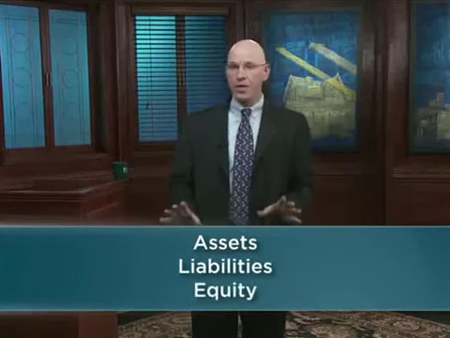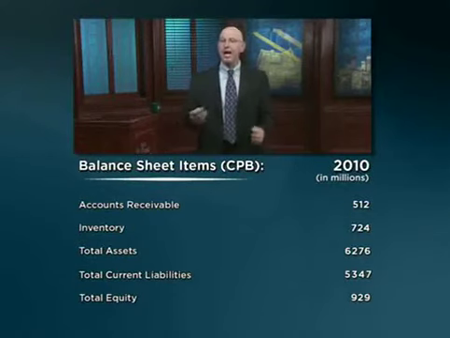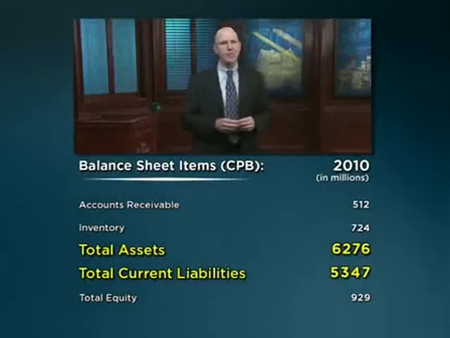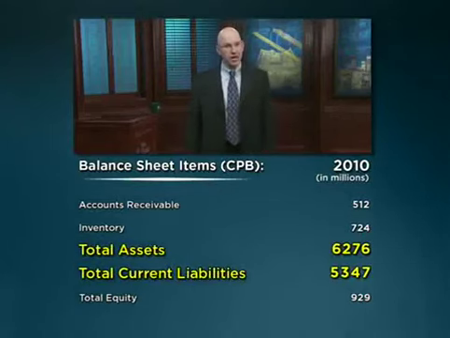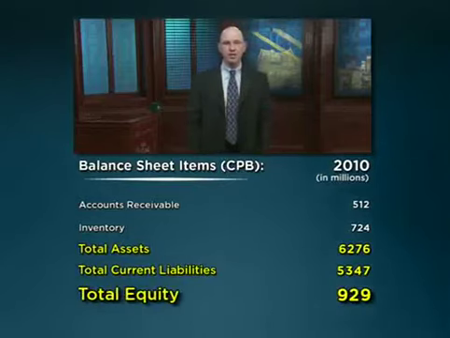The balance sheet is a snapshot of the company's assets, liabilities, and equity at a point in time. We use the term assets for anything the firm owns, and liabilities for what the firm owes to other parties. Equity, or net worth, is the difference between assets and liabilities. It tells you in accounting terms what the entire company is worth. On Campbell's balance sheet, it had about $6.3 billion in assets and just over $5.3 billion in liabilities as of August 1st, 2010. That implied that Campbell's equity was $929 million.